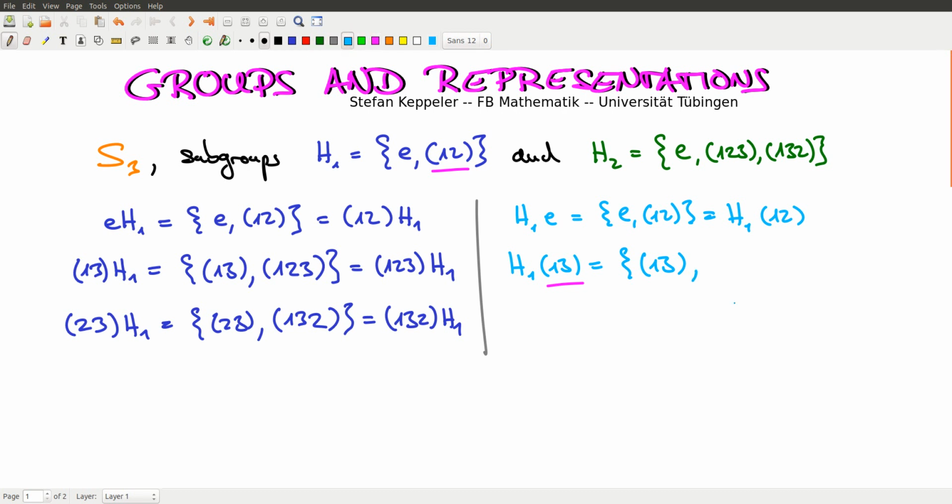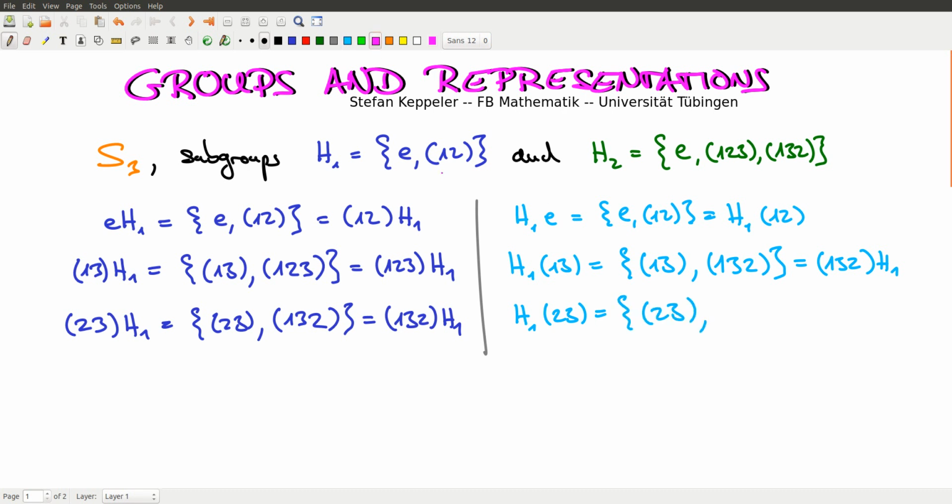So (1 2) times (1 3), what's that? 1 is mapped to 3, 3 is mapped to 1, 1 is mapped onto 2, so it's the other cyclic permutation, (1 3 2). This is our second coset here, and that's identical to (1 3 2) times H1. And then the third coset, H1 times (2 3). That's just a (2 3).